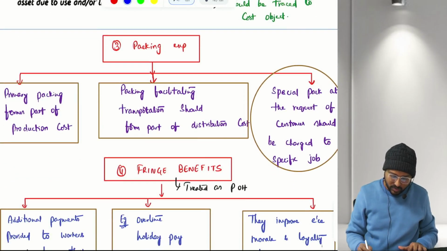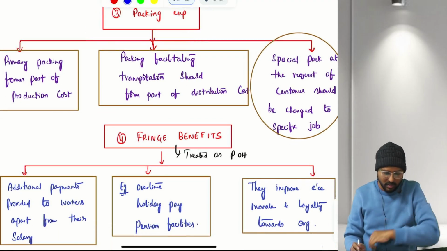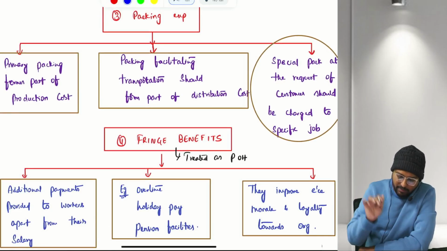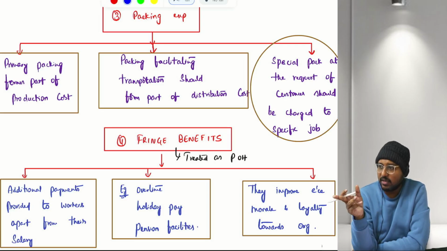Moving on to the next one. What is the next one you've got? Packing expenses. This is a little bit important. Now listen carefully. In packing, there are two types of packing for you: primary packing and secondary packing.